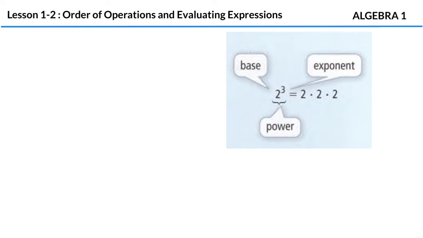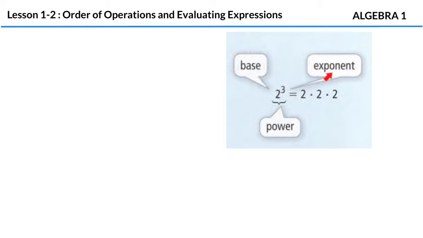Let's understand what a power is. A power has two parts. One is the base and the other is the exponent. For example, 2 to the power 3. The 3 is the exponent and the base is the 2. What does it mean? It means that the base 2 is repeated 3 times. That is what the power means.